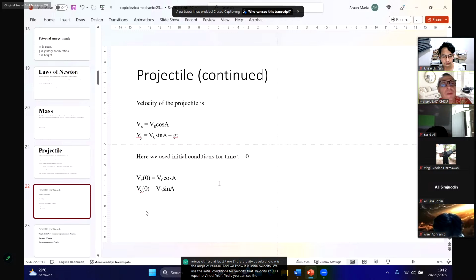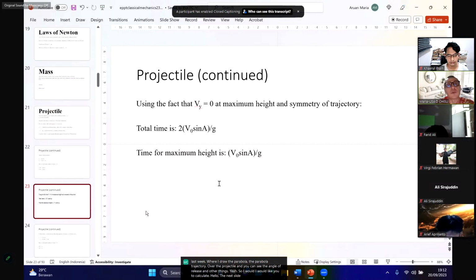Here you can see the expression Vx of 0 is equal to V naught cosine A, and Vy of 0 is equal to V naught sine A. I hope you remember the picture from last week, where I drew the parabolic trajectory of the projectile, and you can see V naught, the angle of release, and other things. So I would like you to calculate velocity for your projectile. The next slide: I want you to calculate the time of the motion of the projectile.